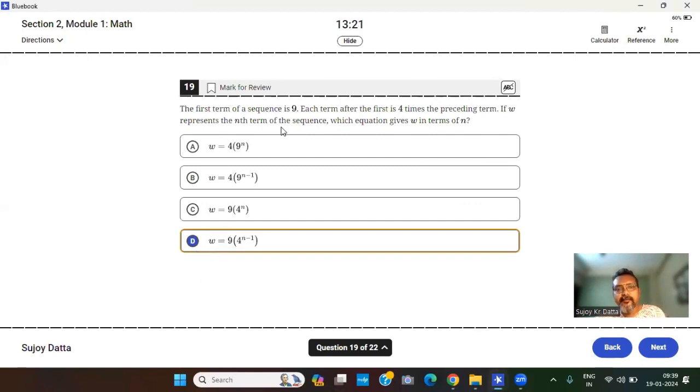Or you can just plug in n to be 1 and check which one gives you 9. Because for n as 1, we get the first term, which is 9. Only the last option will give you w as 9, because 4 to the power 1 minus 1 will become 1.